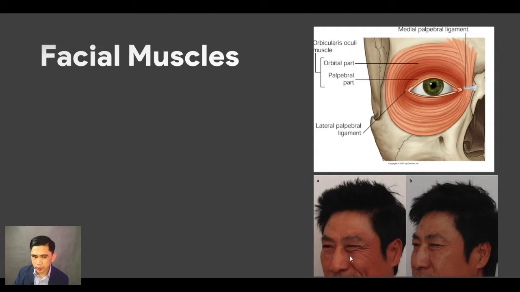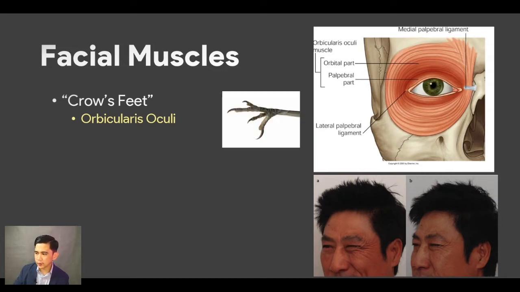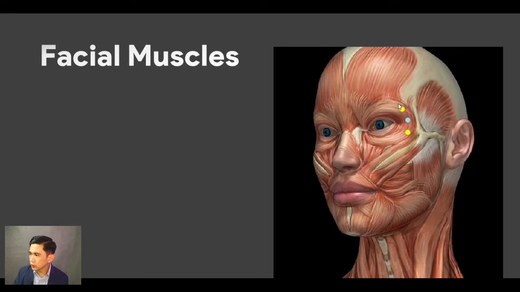This is what we call the crow's feet. It looks like a crow's foot, no? And this is produced by the orbicularis oculi muscle. So this is a crow's feet. When we do Botox injection around the orbicularis oculi, we lessen its action, and thus the crow's feet improves. Now, when we inject Botox in the orbicularis oculi, we inject it on the lateral side, where usually the crow's feet is found.